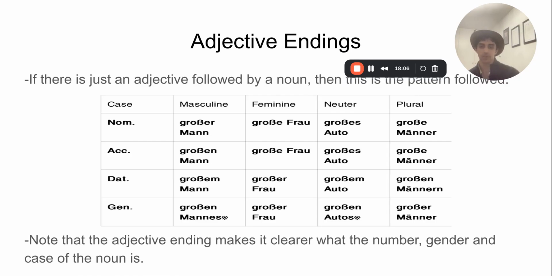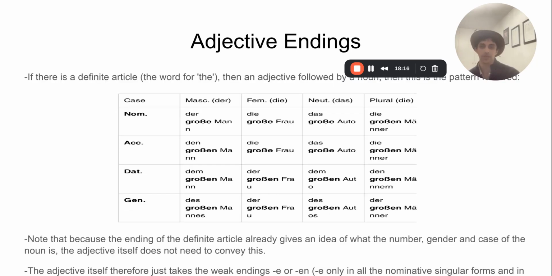Whereas in this first table, the adjectives had what I would call strong endings. The strong endings usually reveal something of the number, gender, and case of the noun that follows. In this second table, the adjectives are all in what I would call weak endings. The weak endings for German adjectives are simply either the letter e, or the letters en. As you can see here, all of the adjectives in bold here, they all end in either the letter e or the letters en. So those are the weak endings for the adjectives.